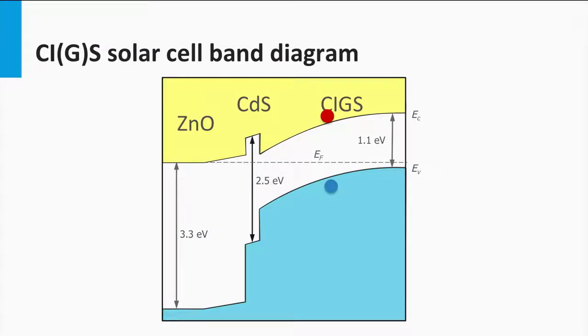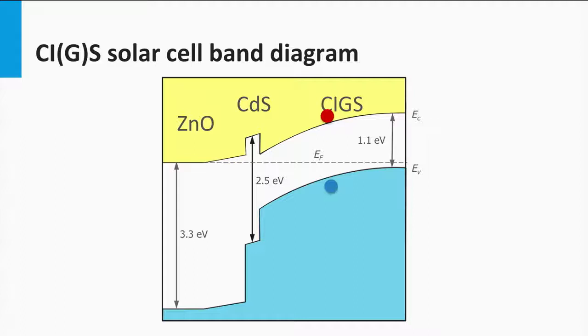Here we see the electronic band diagram of a CIGS solar cell. The light enters the cell from the left at the zinc oxide side. The p-type CIGS absorber layers used in industrial modules have a typical band gap of 1.1 to 1.2 electron volts. This band gap is accomplished by a ratio of gallium to indium of around 0.3. The n-type cadmium sulfide buffer layer has a band gap of 2.5 electron volts.